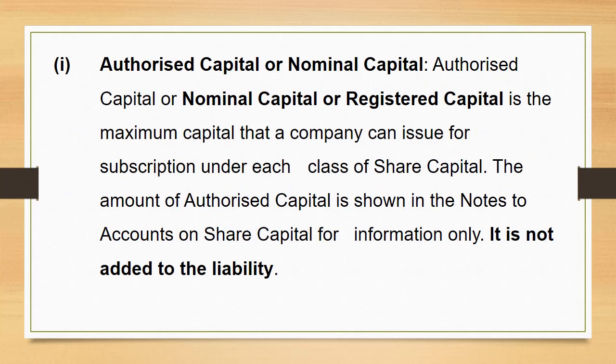What is authorized capital? Authorized capital is also better known as nominal capital, registered capital. Authorized capital is nothing but the maximum amount that a company can issue for subscription under each class of share capital. The amount of authorized capital is shown in notes to accounts on share capital for information only. Please remember that it is not added to the liability. This is the maximum capital the company can issue throughout its lifespan.